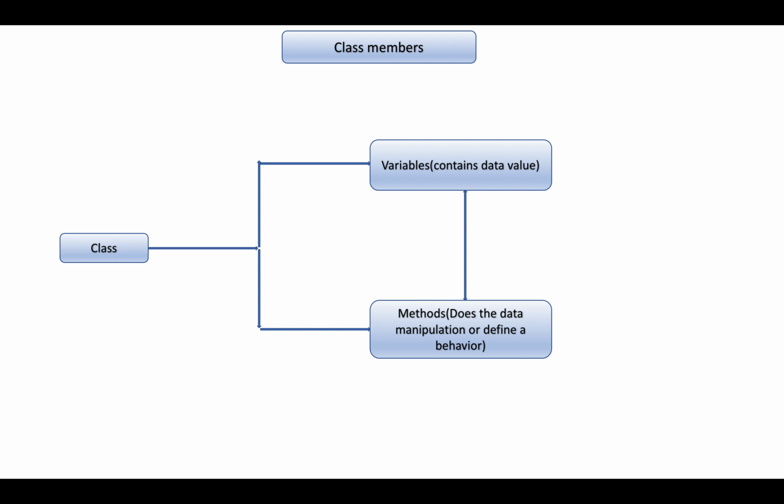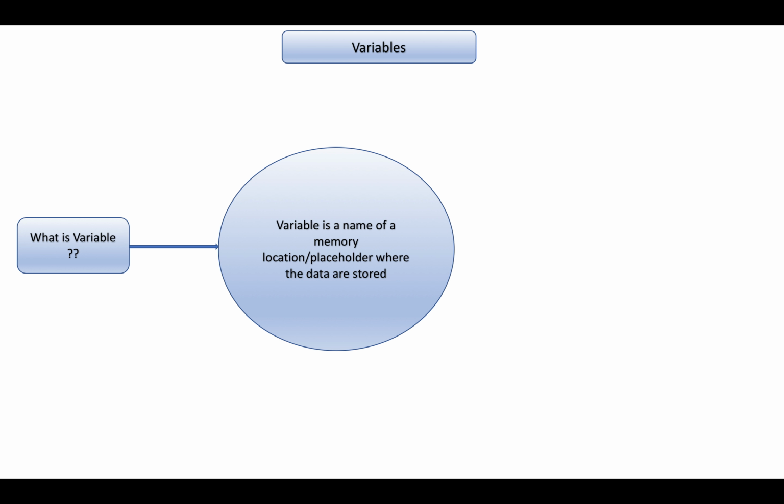So in a class, majorly we have seen two categories. There are some other things as well, but for now let's try to understand it this way. There are two things. One is variable, one is method, one is data, one is behavior. Clear? Now let's see what is a variable.